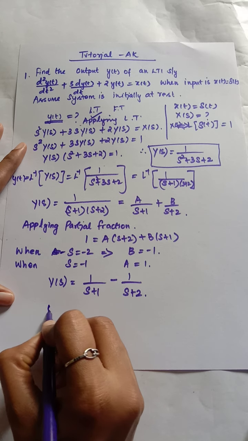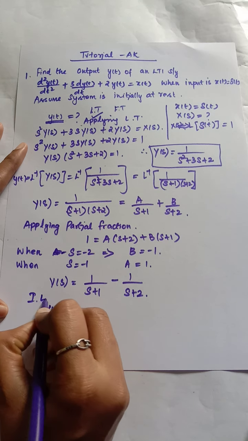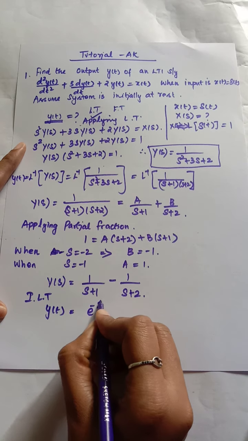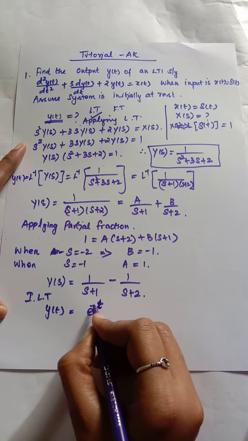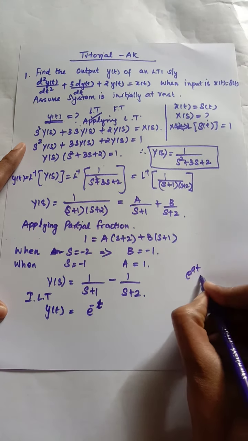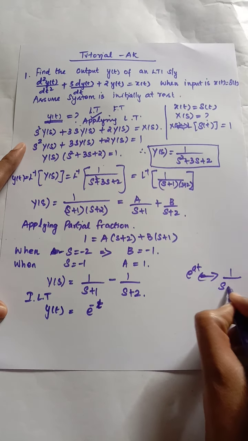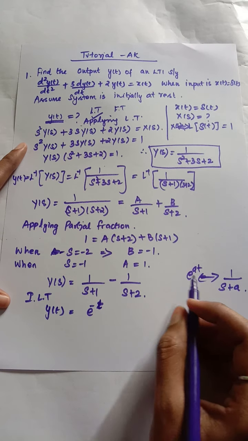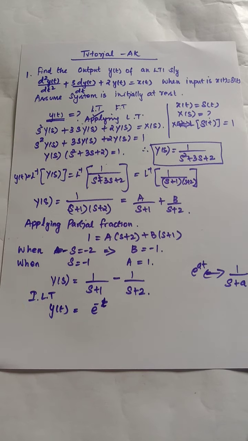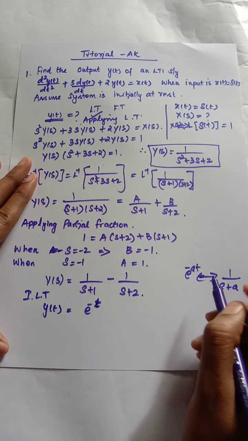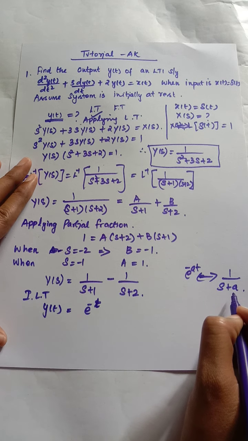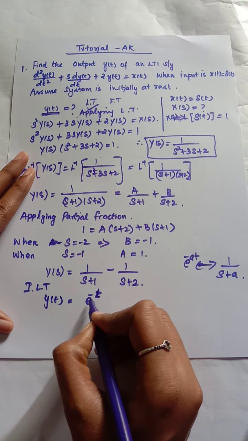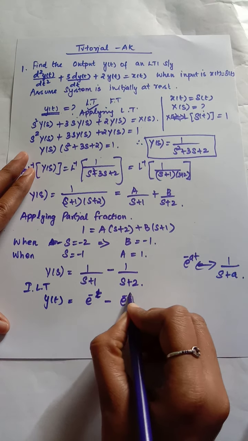Now you apply the inverse Laplace transform. Applying the inverse Laplace transform, this is nothing but e power minus t, that is 1 by s plus a, right? The formula: if the Laplace transform is 1 by s plus a, then here we need to write it as its Laplace transform. Sorry, here it is e power minus at. The Laplace transform of e power minus at is 1 by s plus a. So here, you have written it correctly, e power minus t, minus e power minus 2t.